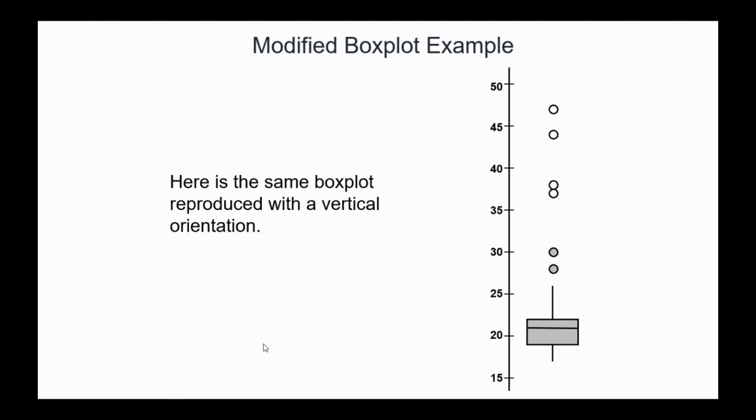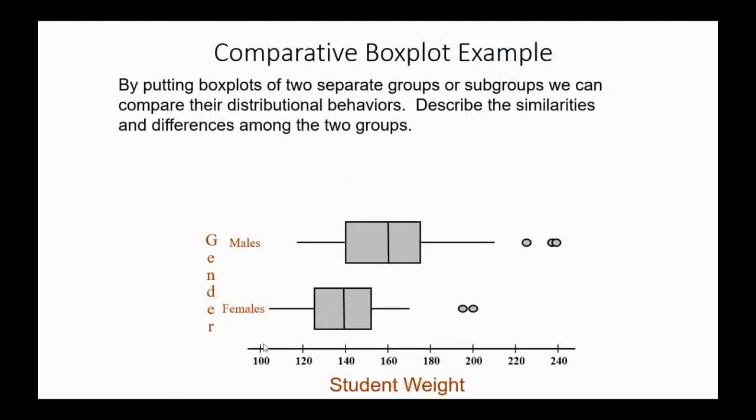Okay, last example in your notes, they have a brief one afterwards, but as far as notes go, this is the last example. We already saw one example of comparative box plots, and here's another. By putting the box plots in 2 separate groups or subgroups, we can compare their distributional behaviors. So on this display, I want y'all to compare some similarities and differences. What are some things you notice that are similar? What are some differences?